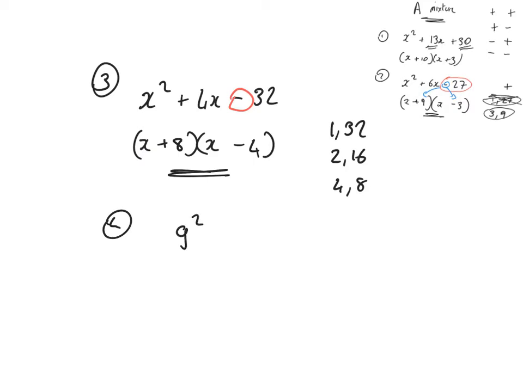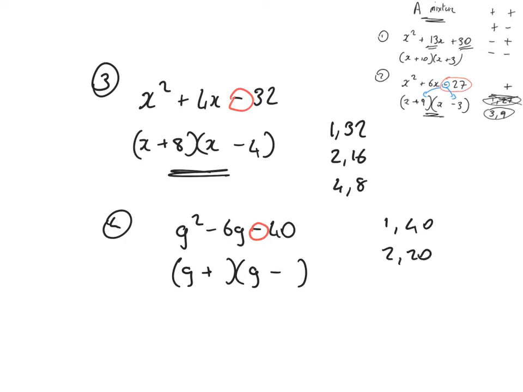Example 4, g squared minus 6g minus 40. Okay, so the product is negative, so again the signs need to be different. So it's two numbers that multiply give minus 40 and add together give minus 6. So 1 times 40, 2 times 20, 4 times 10, 5 times 8. So I need to find the pair which will add together to give minus 6.